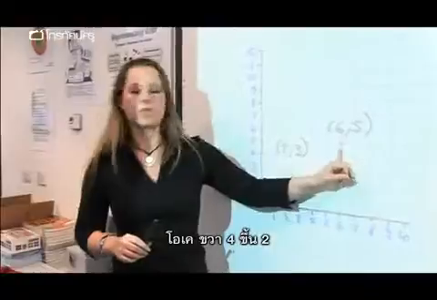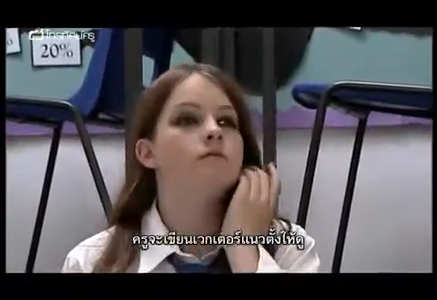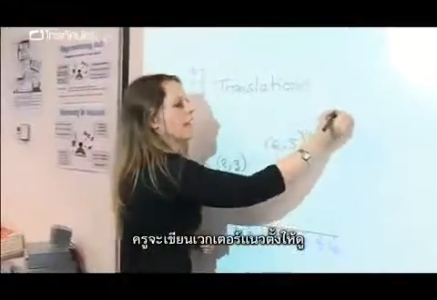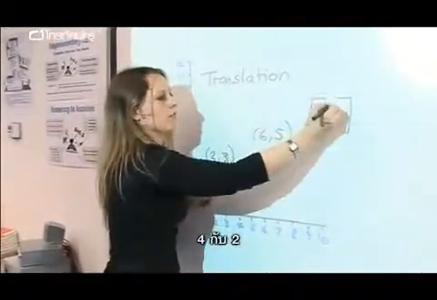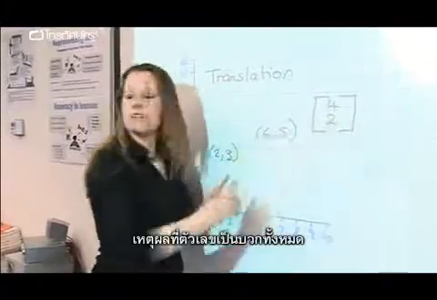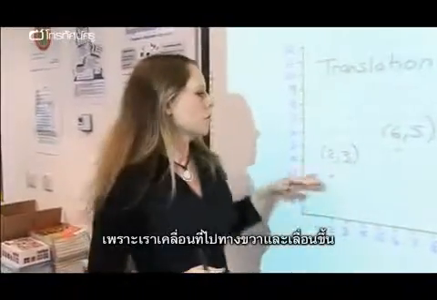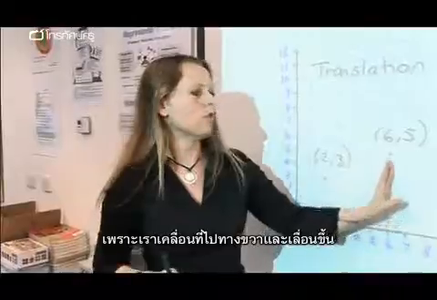Right 4 and up 2. Okay, right 4 and up 2. So 4, 2. I'm going to show you that we write that as a column vector, (4, 2). Now the reason that they are positive is because we're moving to the right and we're moving up.